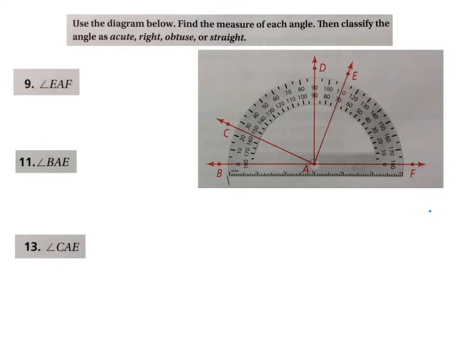Okay, so use the diagram below. Find the measure of each angle. I'm going to just trace out the angle for each one. Okay, we've got to find their measure, then we're going to be able to classify it. So if number 9 gives us EAF, let me use my drawing tool to do this. E to A to F, that right there, right?